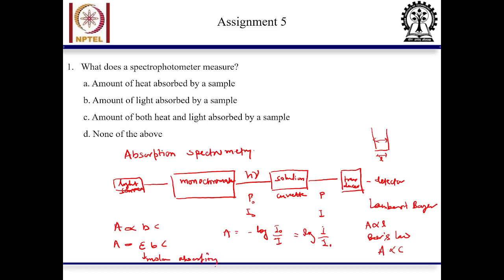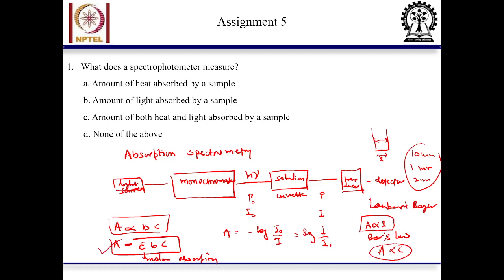Right. So why do people say Beer-Lambert's law or only Beer's law? Because length we can fix, like a standard cuvette of 10 mm, or sometimes we have 1 mm and 2 mm. So length is not as important in the analysis of a mixture, but concentration is a very important parameter. That's why, instead of saying Beer-Lambert's law, we just say Beer's law. So that is the main part.